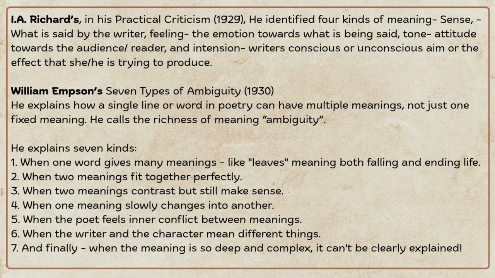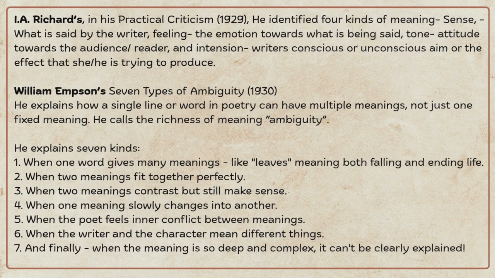Third one, when two meanings contrast but still make sense. Fourth one, when one meaning slowly changes into another. Fifth one, when the poet feels inner conflict between meanings. Sixth one, when the writer and the character mean different things. And finally, when the meaning is so deep and complex, it cannot be clearly explained. So this is William Empson's concept of 7 types of ambiguity.